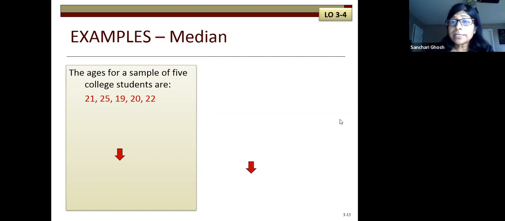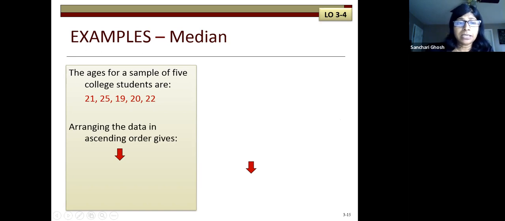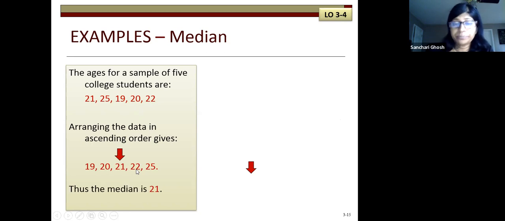So medians are easy to calculate when you have an odd numbered series of observations. What do I mean by odd numbered series of observations? 1, 2, 3, 4, 5. You just take the middle value, but you have to arrange it in ascending order, that means smallest to highest. So 19, 20, 20, 21, 22, 25. So 21 would be the median.